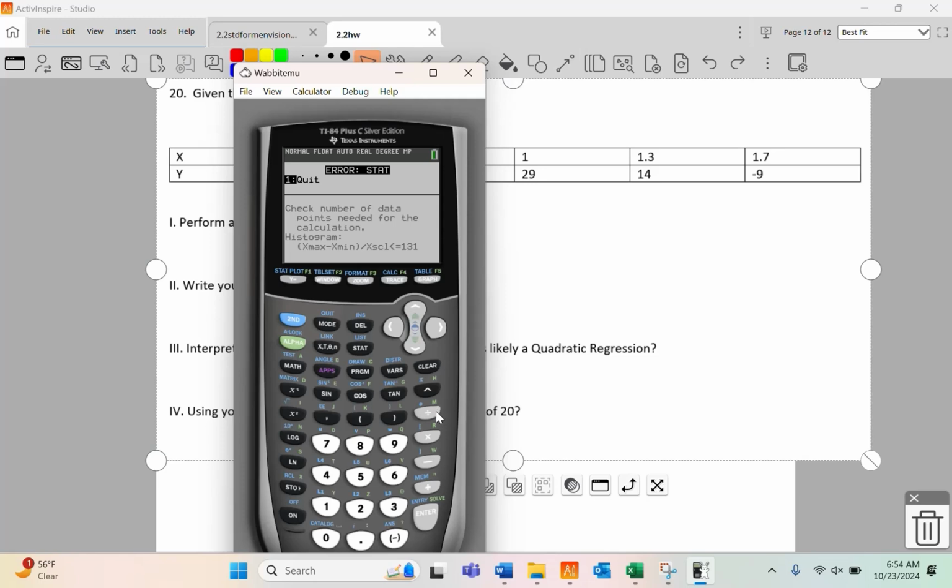Error stat. Check the number of data points needed for the calculation. Interesting. Should have been enough data points. Oh, it's got a frequency list. Need to clear that out. There we go. Vars, Y variables, function, Y1. Enter. All right. Now here's my quadratic equation.